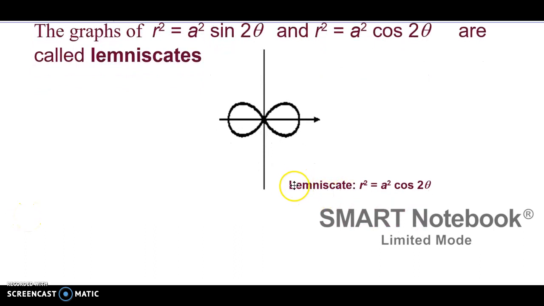But anyway, the lemniscate of r squared equals a squared cosine of 2 theta. It looks like this. Infinity symbol. Pretty sweet, I know. Notice that it's symmetric with respect to the polar axis. That seems understandable. But yeah, it's pretty cool.